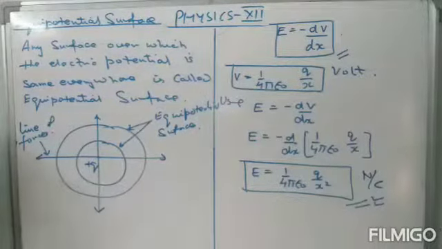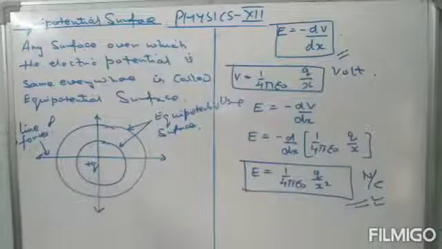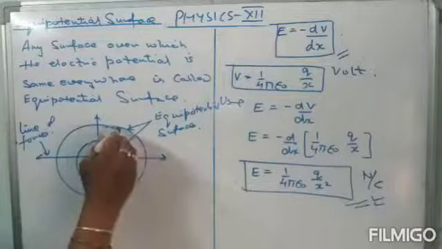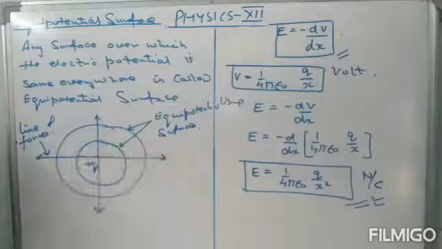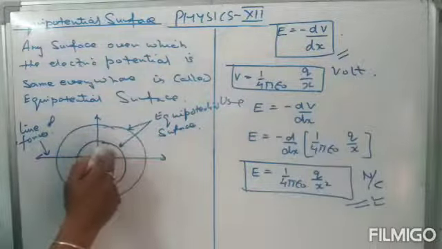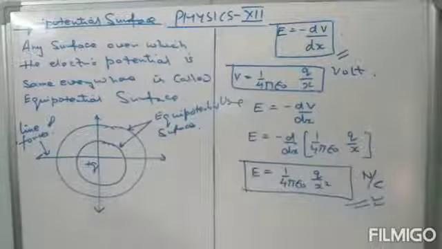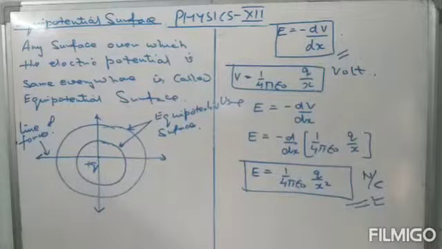Now, I have about 3 properties. The first property is no work is done in moving a charge from one point to another on the equipotential surface, because the potential of both is the same, so there will be no work done. So the first one is no work is done in moving a charge between any 2 points on the equipotential surface.